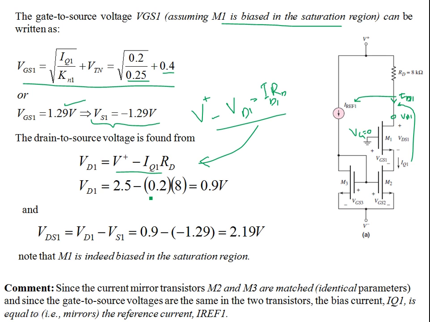Substitute the values and you'll find this out to be 0.9 volts. So that's VD1. Then VD1 minus VS1, and VS1 was minus 1.29 volts, so this comes out to be 2.19 volts. That's the other part of the Q point. So this is VDS, I'll call this VDSQ, and you have your IQ, which was the same as IREF1, ID1, or call it IDQ.